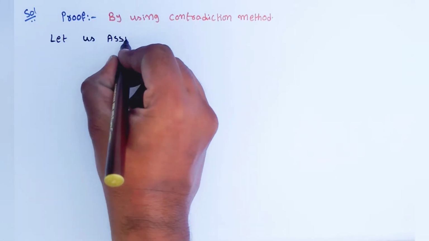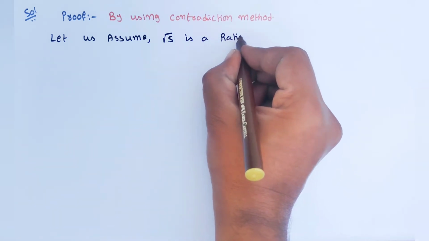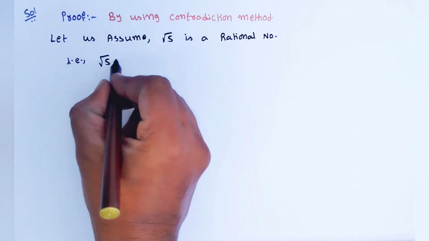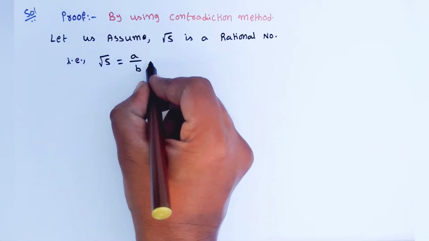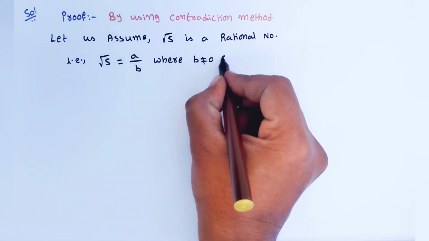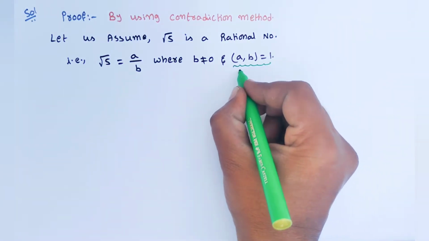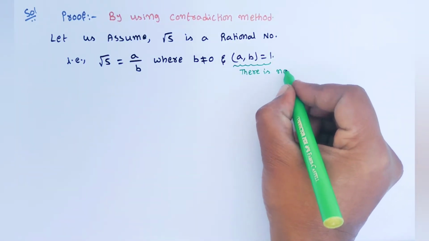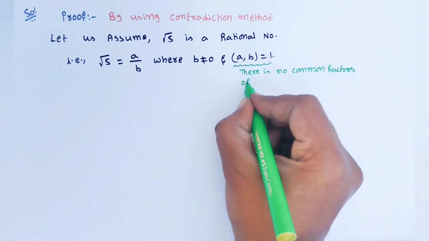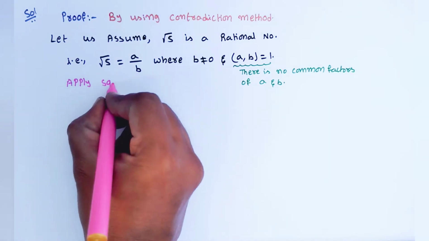For that purpose, let us assume root 5 is a rational number. Here rational number means it may be a number or fraction. So here we choose root 5 equals a by b, where b is not equal to 0 and gcd(a, b) equals 1. That means a and b are co-primes. That is the meaning of co-primes: there are no common factors of both a and b other than 1.